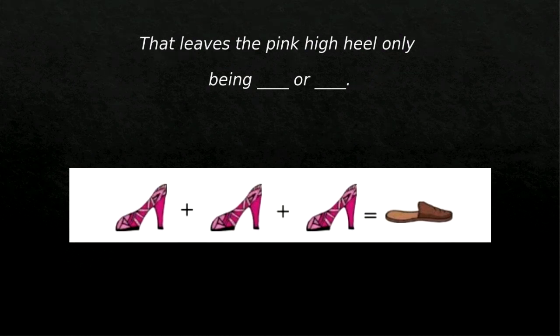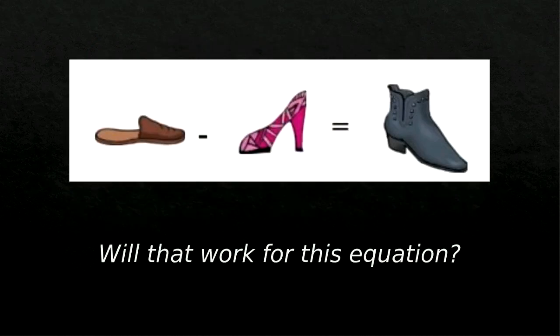We have another equation with the pink shoe. Maybe this will help. It has the brown slipper and the pink shoe. So if the brown slipper is 9 and the pink shoe is 3, what is 9 minus 3? 9 take away 3 is 6. So the gray boot could be 6.